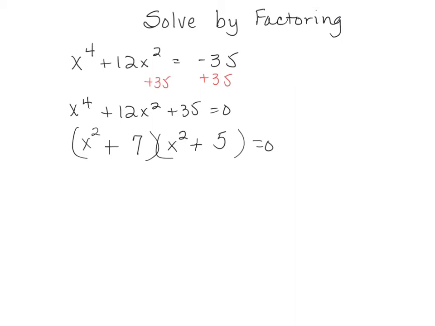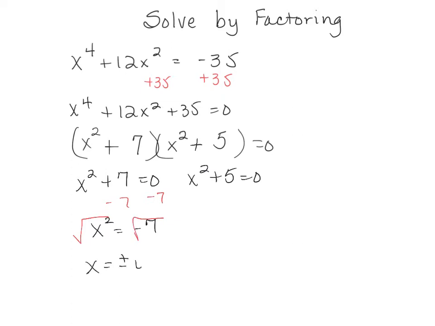The next step to any factoring would be to set each factor equal to 0 and solve. So x squared plus 7 equals 0, x squared plus 5 equals 0. We're going to subtract 7 off of both sides. X squared equals negative 7. We're going to take the square root of both sides. Notice how 7 is negative, so my x is going to equal plus or minus i because of that negative square root of 7.